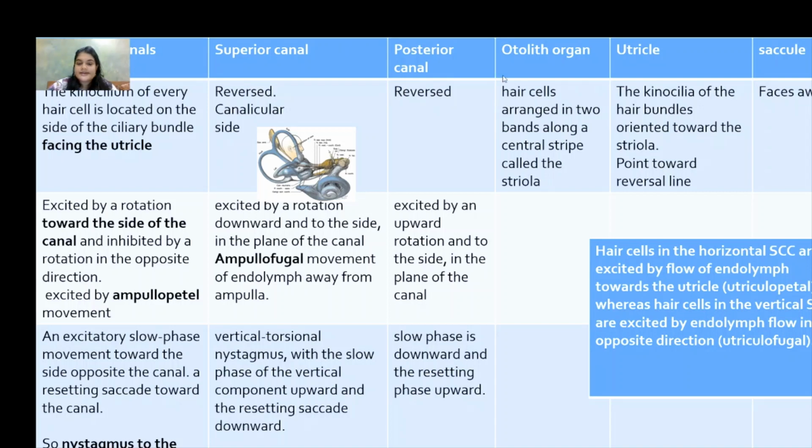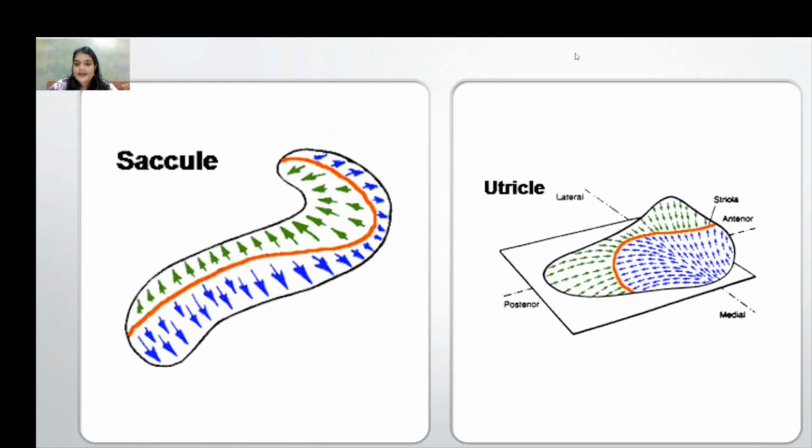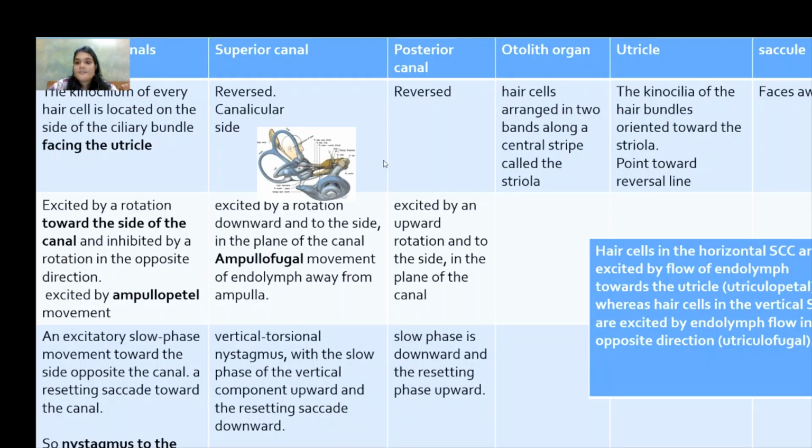Coming to otolith organs, the hairs are arranged in two bands along the central stripe. I told you previously the central stripe is called striaula. This is the central stripe called striaula. So the hair cells are arranged in two bands on both sides of it, and the kinocilia of the hair bundle is oriented towards the striaula.